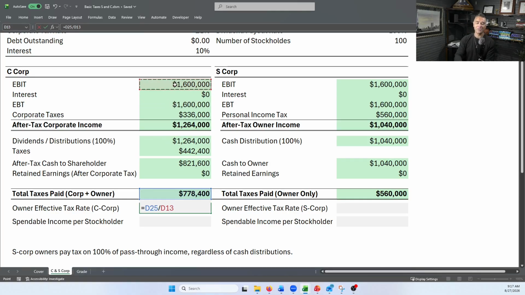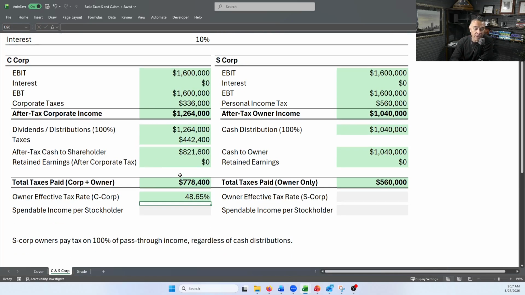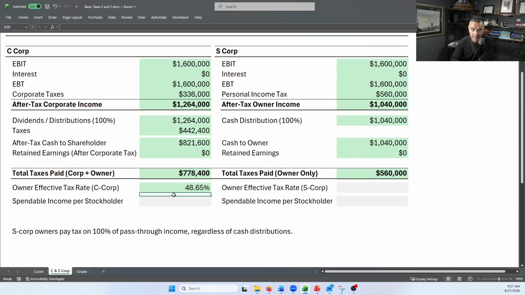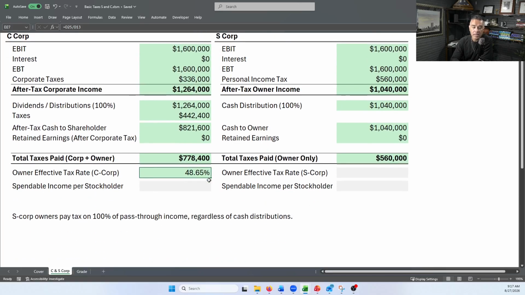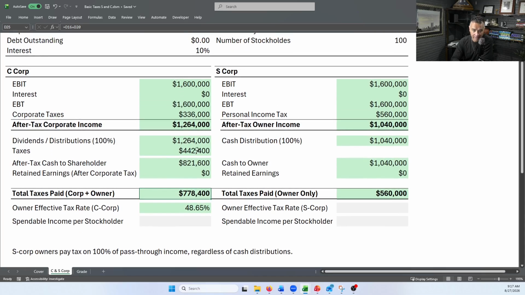No, I'm sorry, I'm doing it wrong. Our EBIT. I'm thinking wrong on it. Apologize. So we want to see what is our tax rate, 48.65%. Okay. So you want to have the total taxes divided by the EBIT.